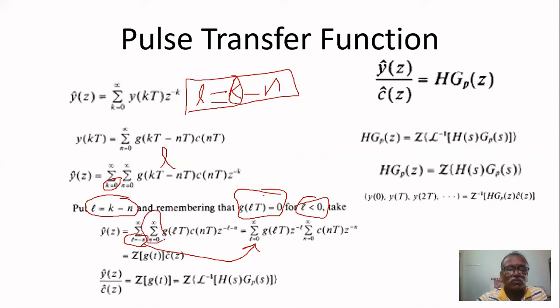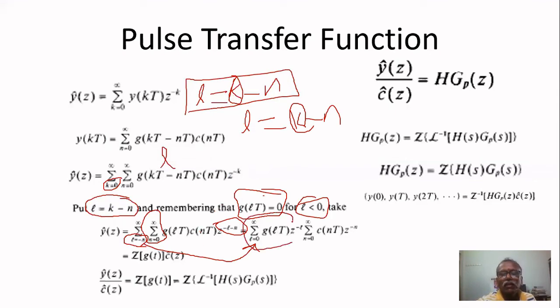Similarly, what happens to this index? This is n equal to 0 to infinity. That remains as such. So this k minus n becomes L, c of nT z power minus k. So from this we can find L equal to k minus n. Therefore k equal to L plus n, minus k equal to minus L minus n. So minus L minus n is substituted. You can now separate all L's together and all n's together. If you separate like that, because this is independent of n, and this is independent of L, we are grouping these two groups.